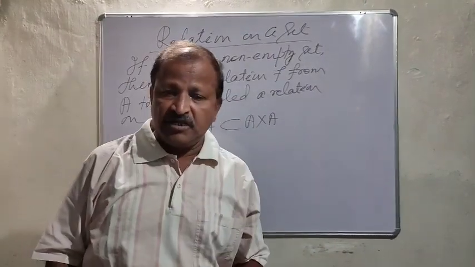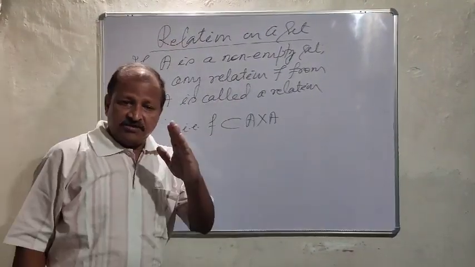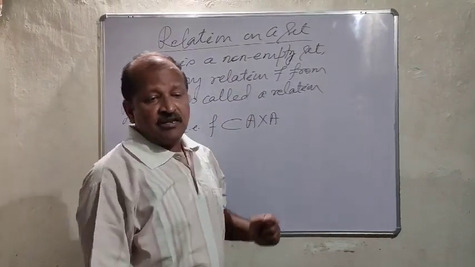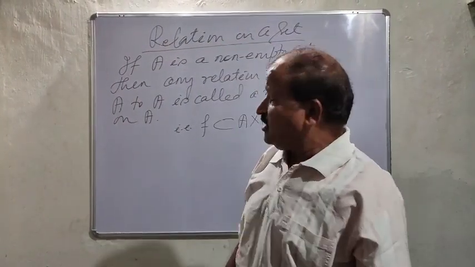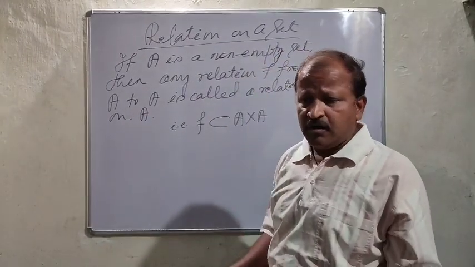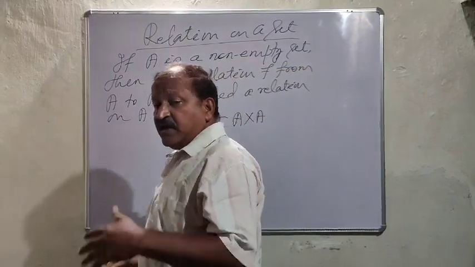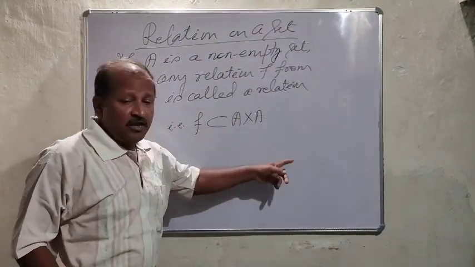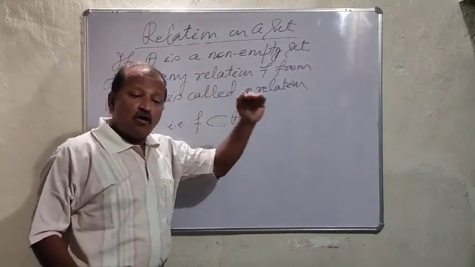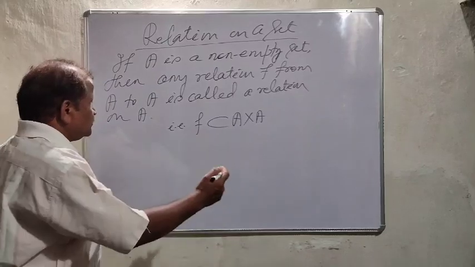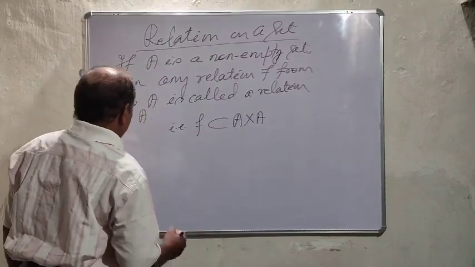From the definition of relation, we know that if F is a subset of A Cartesian product B, then it is a relation from A to B. Here F is a subset of A Cartesian product A. Very simple. So it is a relation from A to A. That means it is a relation on A. Okay. Suppose we take an example.